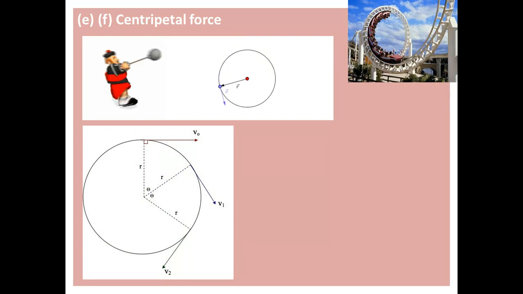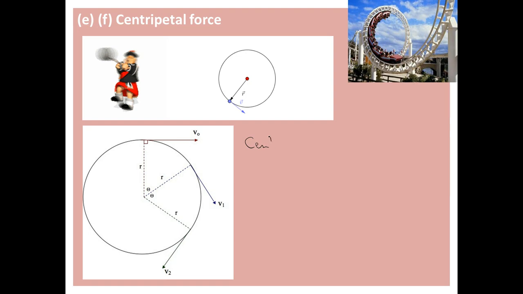Starting with centripetal force, we established in lesson 1 this idea that if an object's moving in a circular motion, it will have an ever-changing velocity because its direction is constantly changing. Now from that we can establish that if its velocity is changing, it must be accelerating, and if it's accelerating there must be an overall force acting on it, and that overall force is what we refer to as centripetal force. And the centripetal force is constantly acting towards the center of the circle.